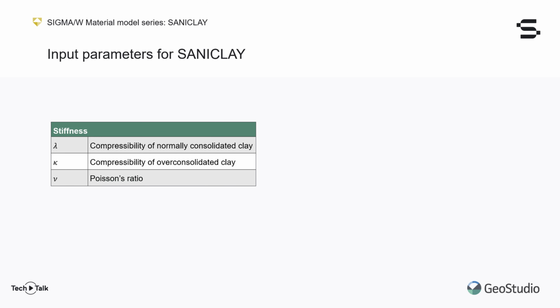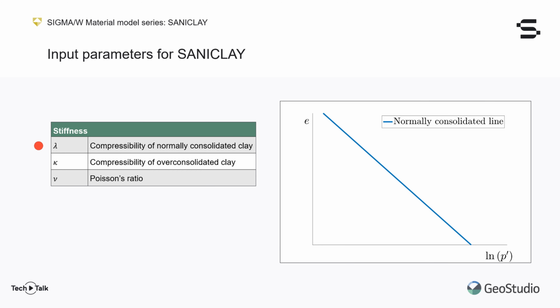The stiffness parameters for both SANICLAY versions are the same and reminiscent of their modified ChemClay origins. Lambda is the slope of the normally consolidated line in void ratio log normal of mean effective stress. Kappa is the slope of the over-consolidated line in that same diagram. Both of these values are easy to measure from one-dimensional consolidation tests or during K-naught consolidation for anisotropic triaxial test.